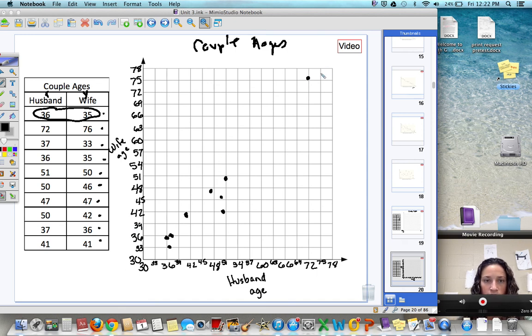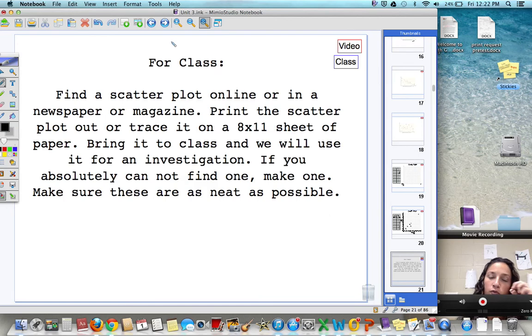It's a positive correlation. So before class, what I want you to do is find a scatter plot online or in the newspaper or in a magazine. Print the scatter plot out on an 8x11 sheet of paper. If you don't have a printer, then trace it on your graph paper. Make it as neat as possible. If you absolutely cannot find one, then make one up. You could look up online a table of values and plot that like I did. Just make it as neat as possible because we're going to be using it in class.